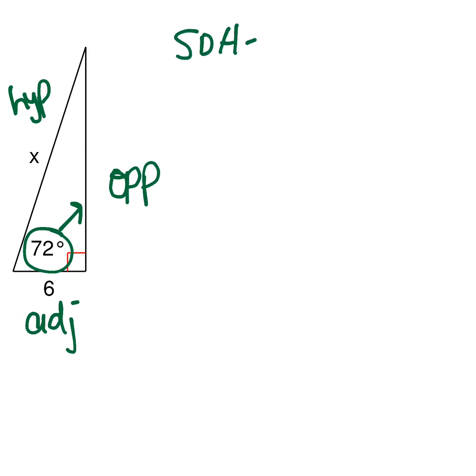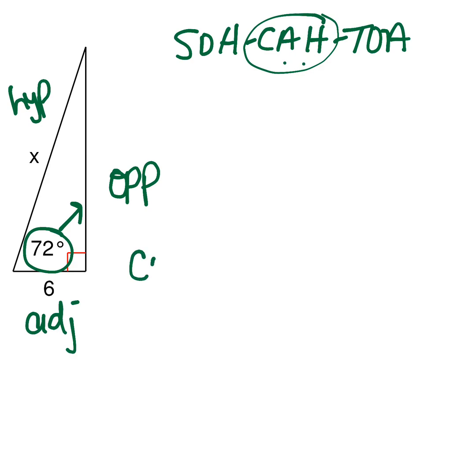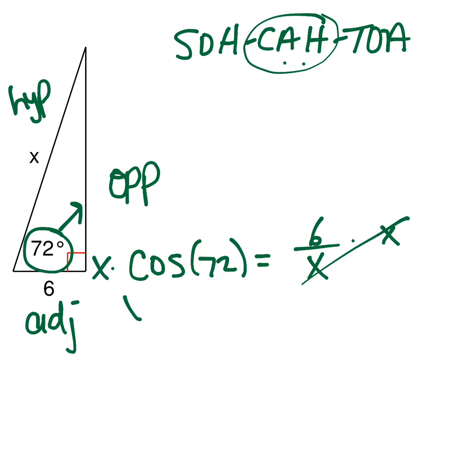So if I look at SOHCAHTOA, the adjacent and the hypotenuse gives me cosine. So I know that cosine of 72 is equal to adjacent over hypotenuse, 6 over x. And then I have to solve for x. So I'm going to multiply by x on both sides. I'm left with x cosine of 72 equals 6.